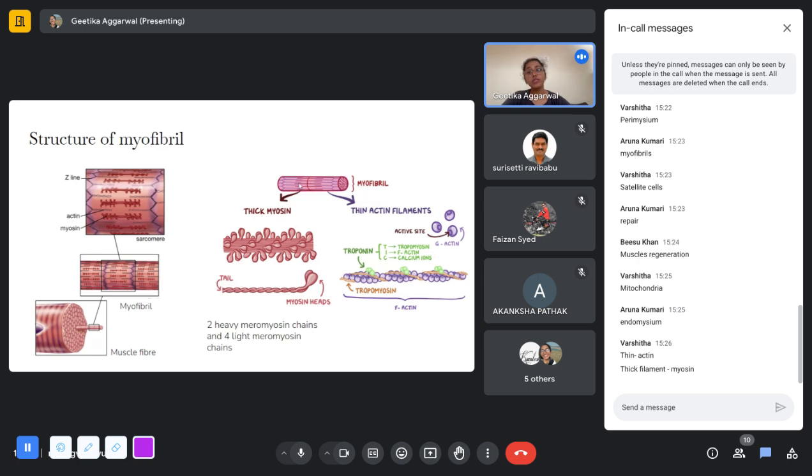And when we talk about the thick myosin filament, it has this tail and these two myosin heads, and this entire structure is made up of two heavy meromyosin chains and four light myosin chains.